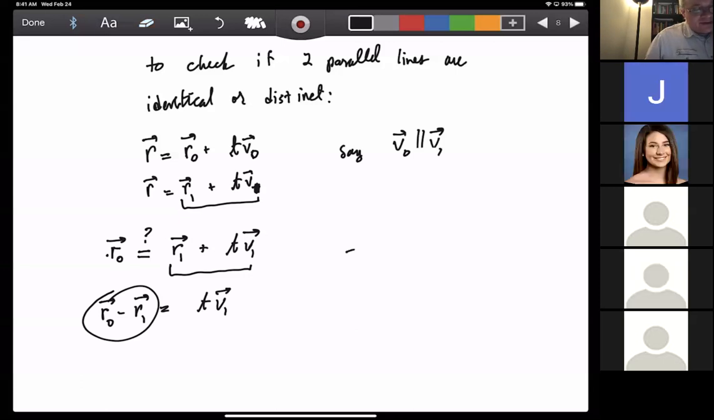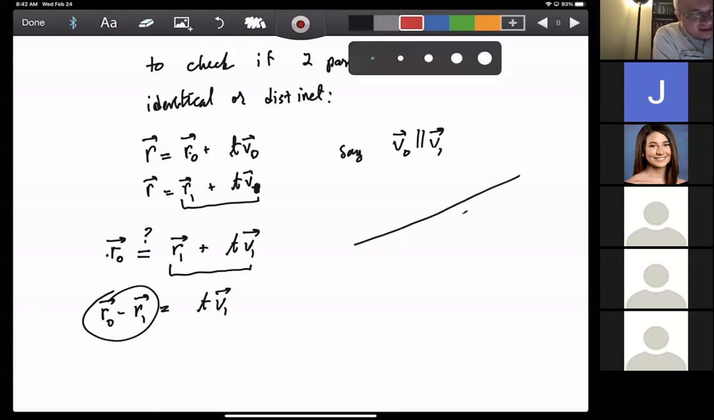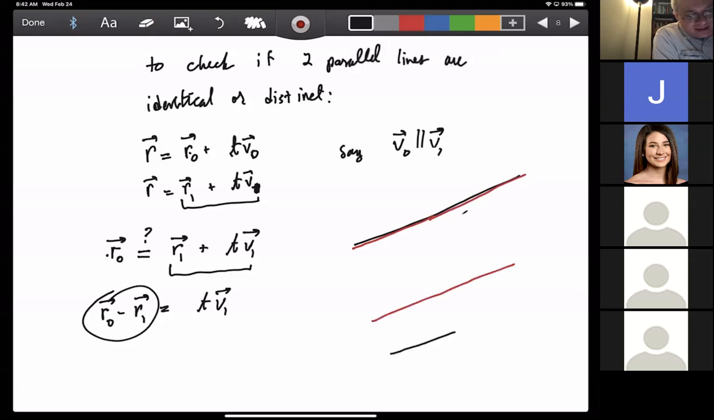All right, so I've got two lines. I know the representation in terms of base points R0, R1, direction vectors V0, V1. Okay, so there's two possibilities. Either the lines are right on top of each other, or the lines, in fact, are separated. They either share every single point or they share no points. Is that much clear?